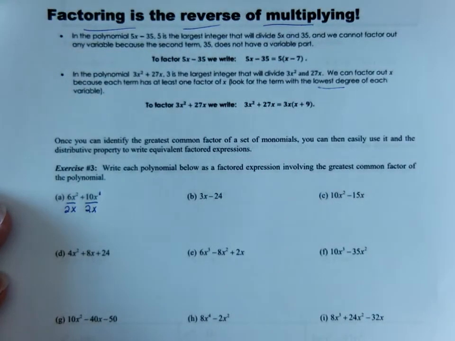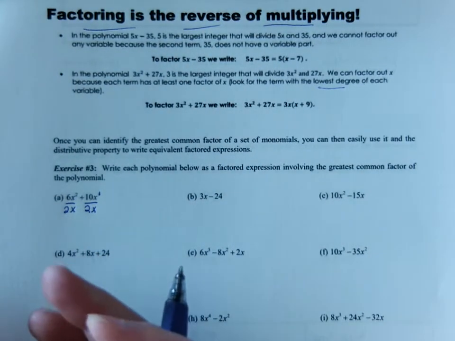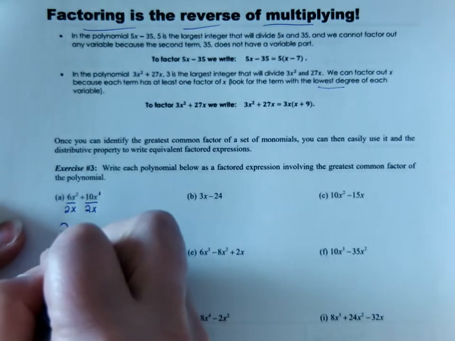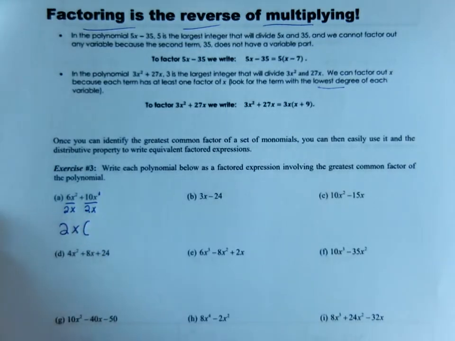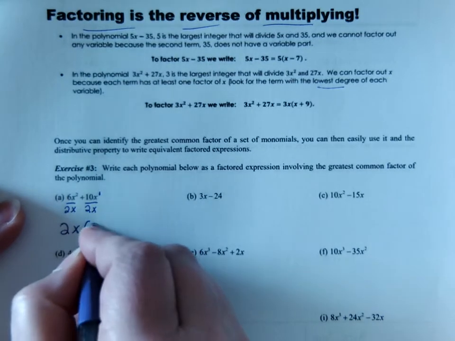But that's not really going away. I'm just factoring it out. 2x is one of my factors. And when I divide it out, what's left over is my other factor. So 6 divided by 2 is 3.